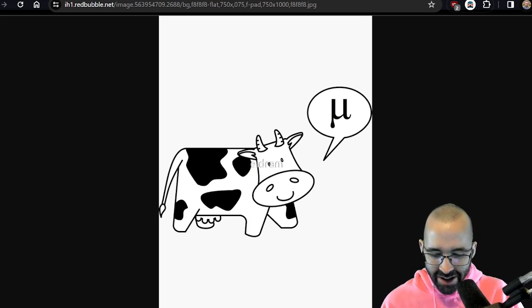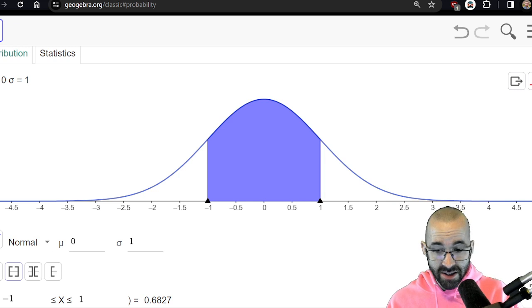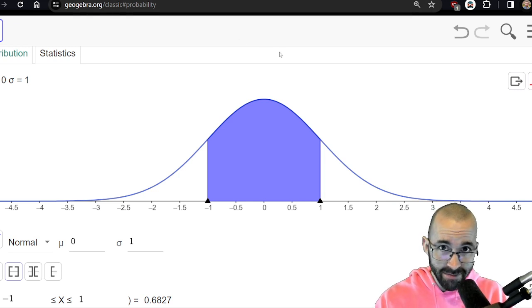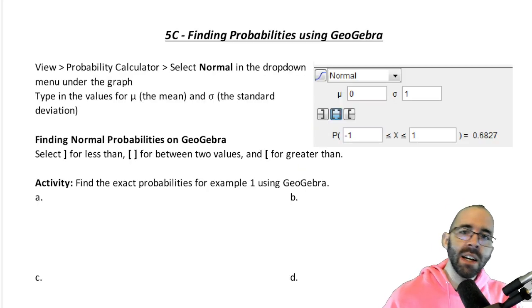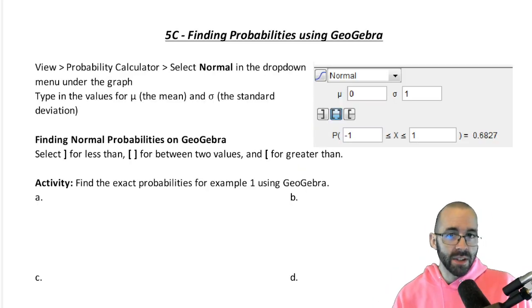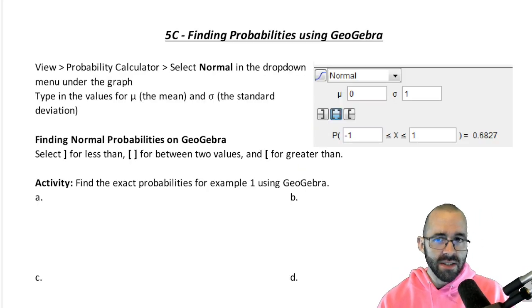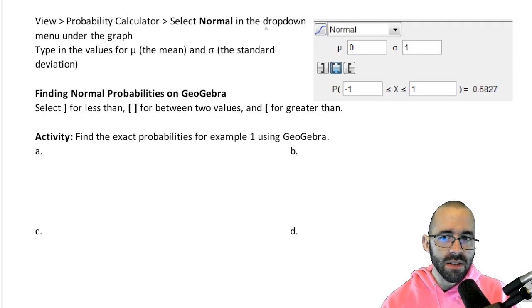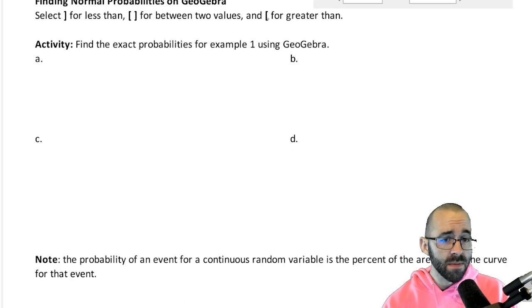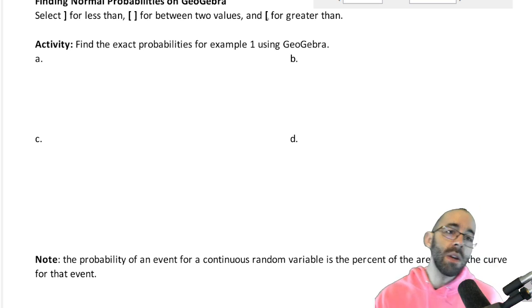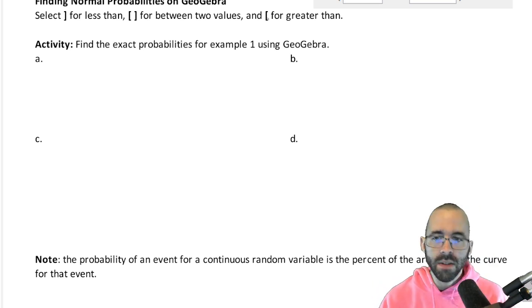Anyway, we're going to go on a little adventure today, and we're going to go to Wisconsin as well. But before Wisconsin, let's start with GeoGebra. We're going to be using GeoGebra to find probabilities. There are some instructions on how to do this, but it's going to be very similar to what we did for binomial distributions on GeoGebra. Same web page, very similar steps.